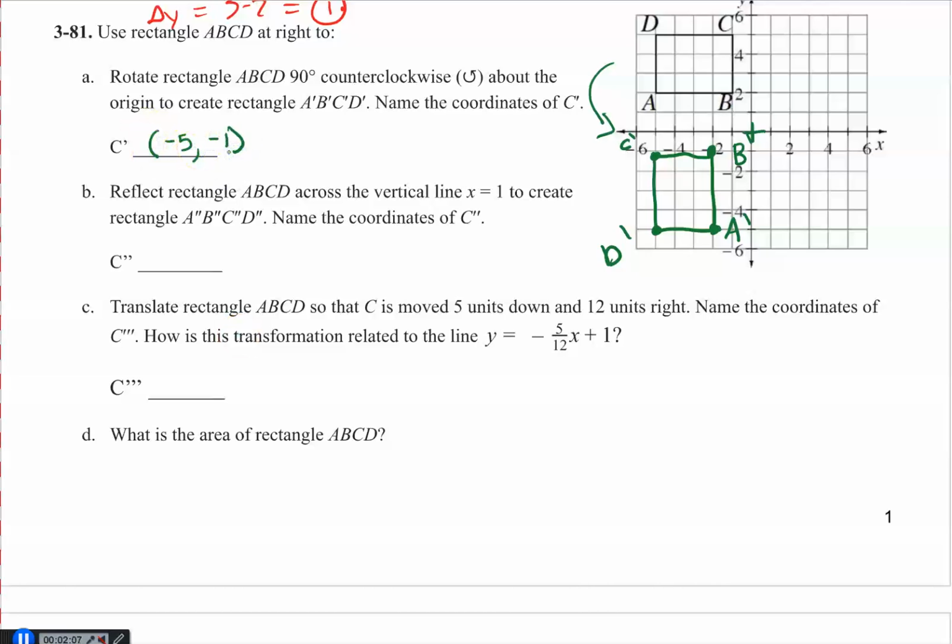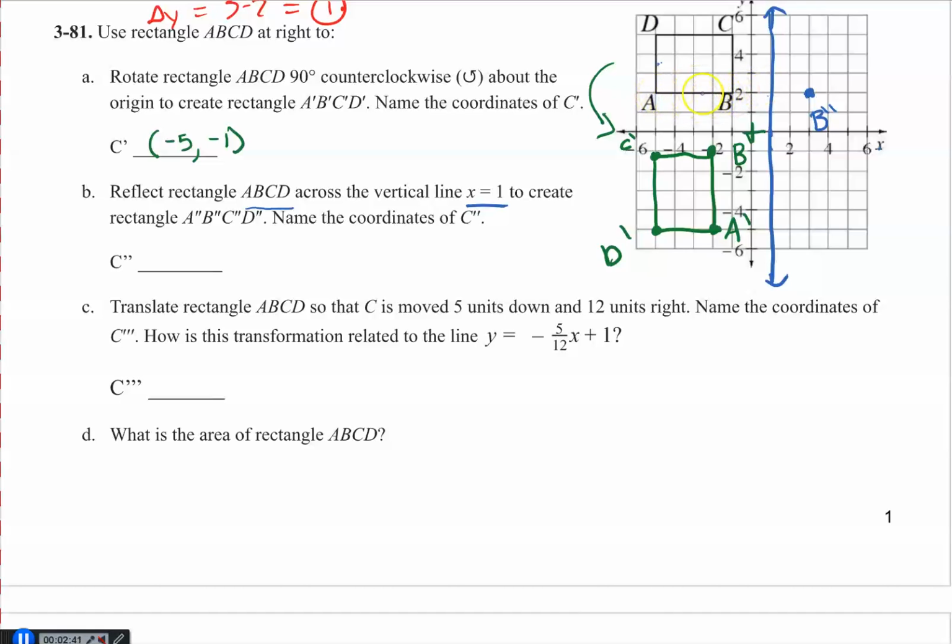Okay, reflect the rectangle across the vertical line, x equals 1. X equals 1 is a special line. If you go to the x-axis, you find the number 1, and then you draw the line. Now it says reflect rectangle ABCD, that's going to be the original one. So with reflections, you can just kind of count to the line of reflection. B is 2 units away on the left side, so B double prime is going to be 2 units away on the other side.